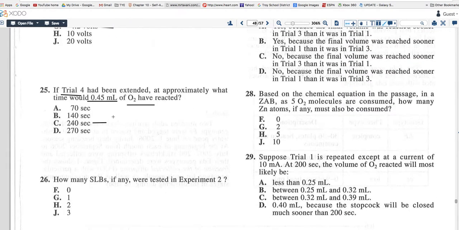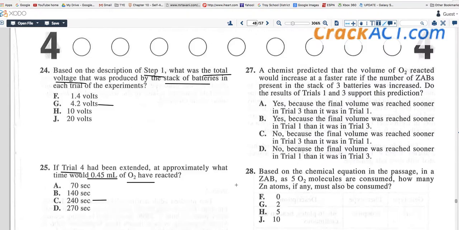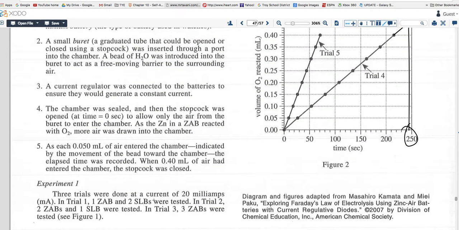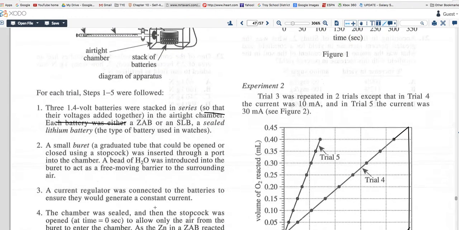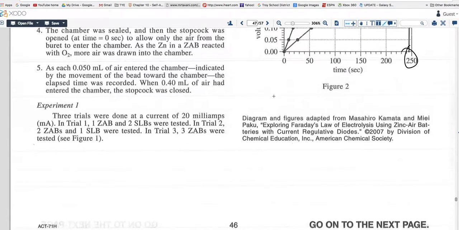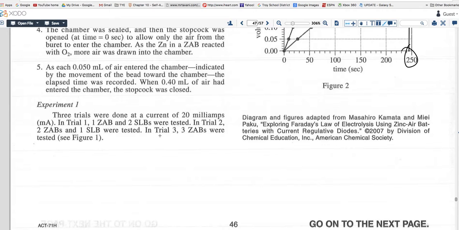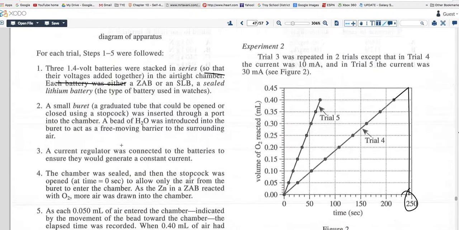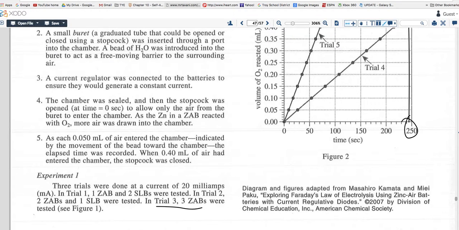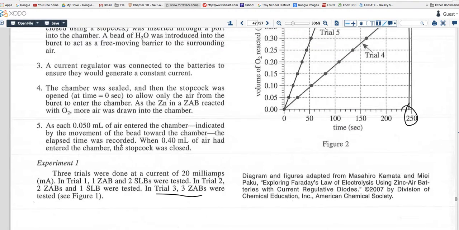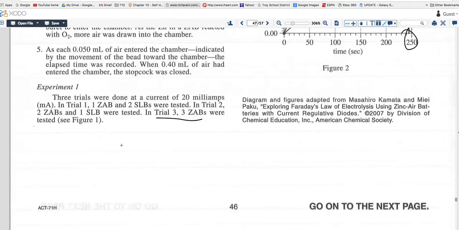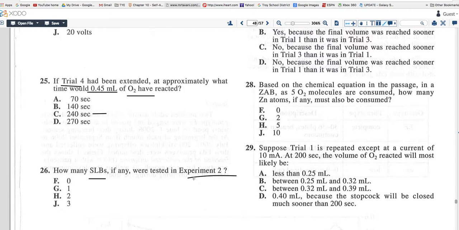Oh wait, 26, critical. So it says how many SLBs were tested in experiment 2, and it says under experiment 2, it says that there were... doesn't say number SLC. Oh yeah, it's under experiment 3. It says experiment 1. Alright, calm down. In trial 3, 3 ZABs were tested, and it says it's either ZAB or SLB at the beginning. So if there were 3 ZABs, they're only 0. They're 0. Good. So they're asking how many SLBs were tested in experiment 2.